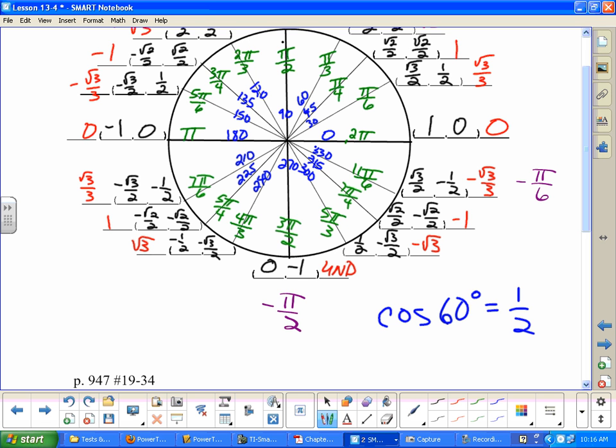Okay. 7 pi over 4, we went down pi over 4. The same distance is going up to here. So this would be negative pi over 4. And then this would be negative pi over 3. Okay. If we're going clockwise, if we're going this direction. Okay. All right. We have those negative angles.